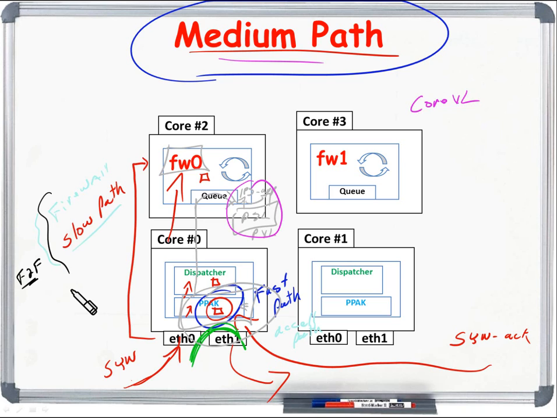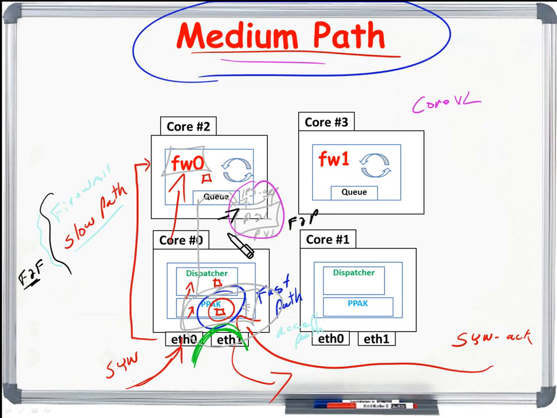You might also see F2P. F2P refers to forward to the passive streaming layer. So forwarding to the passive streaming layer is the same thing as medium path or PXL.